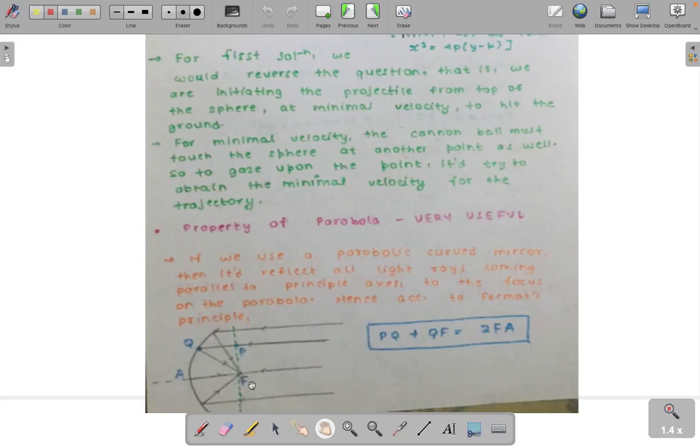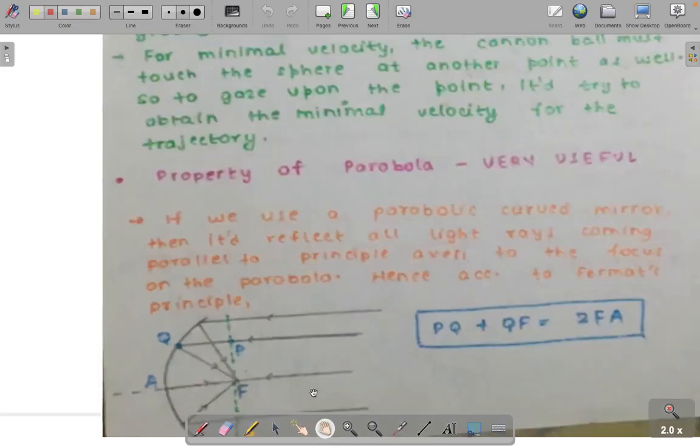So according to Fermat's principle, we would consider first of all two rays. First this one, and second this one. This one is coming from somewhere and being reflected towards the focus, and this one is directly reflected towards the focus. So consider a vertical line here. We are naming this P, Q, the focus F, and the pole A.